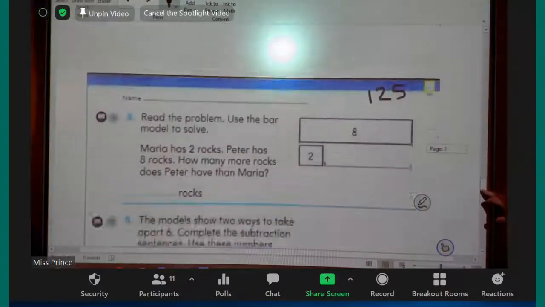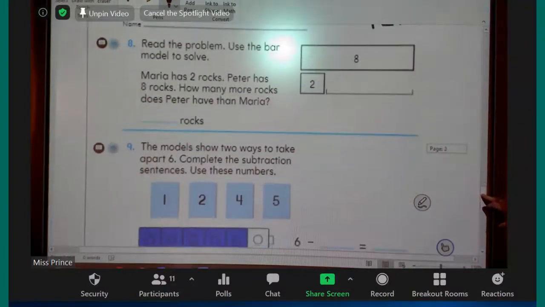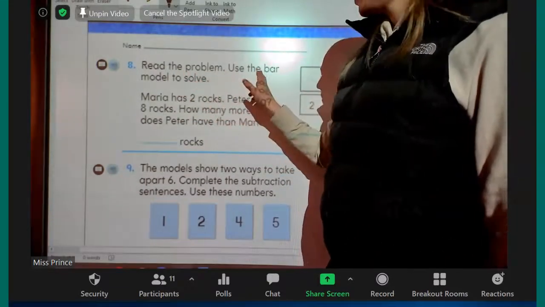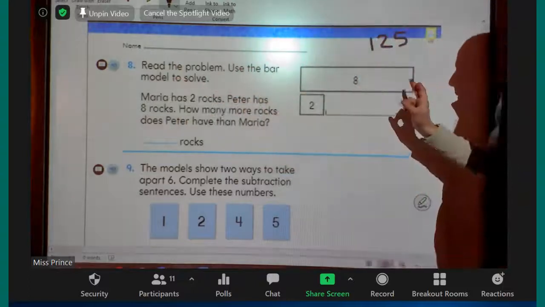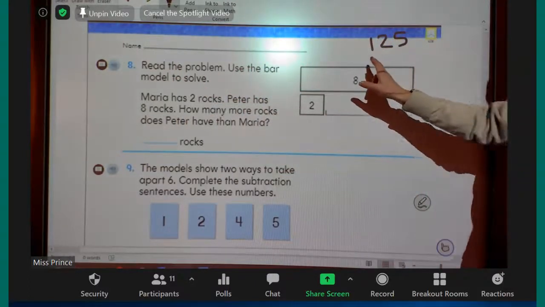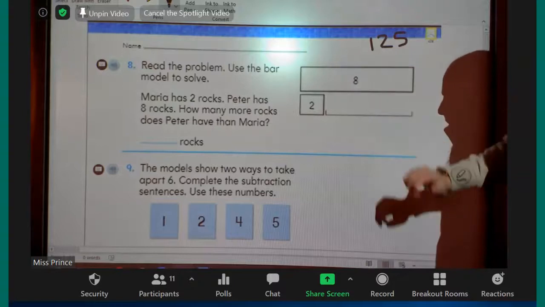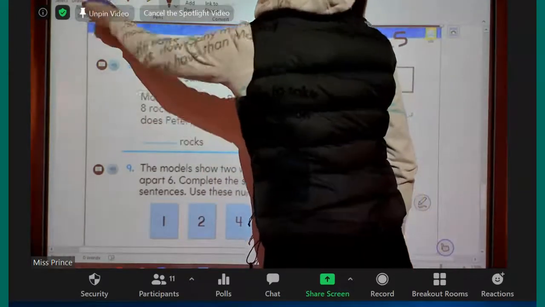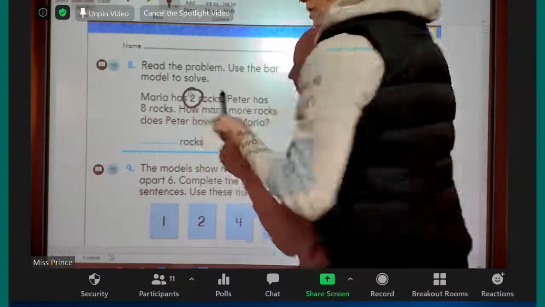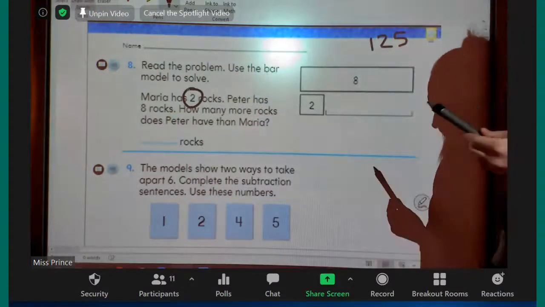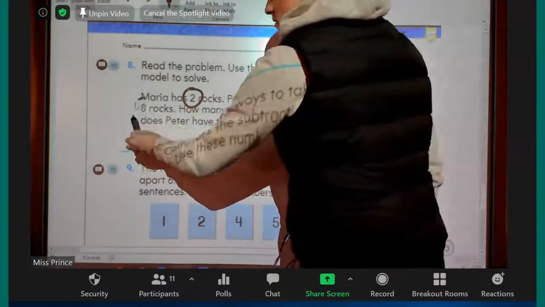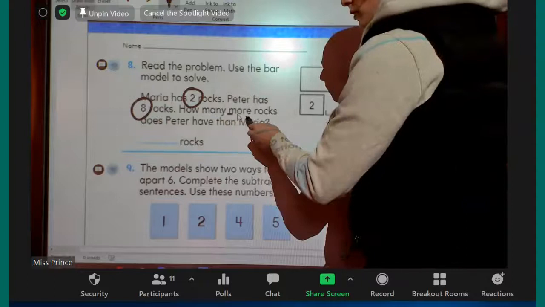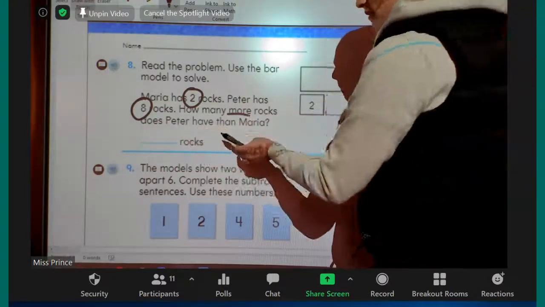All right, we're going to go to the last page then. Read the problem, use the bar model to solve. So remember how we draw the circles up here. Get ready to draw those circles again. Maria has 2 rocks. So circle the 2. Peter has 8 rocks. How many more rocks does Peter have than Maria?